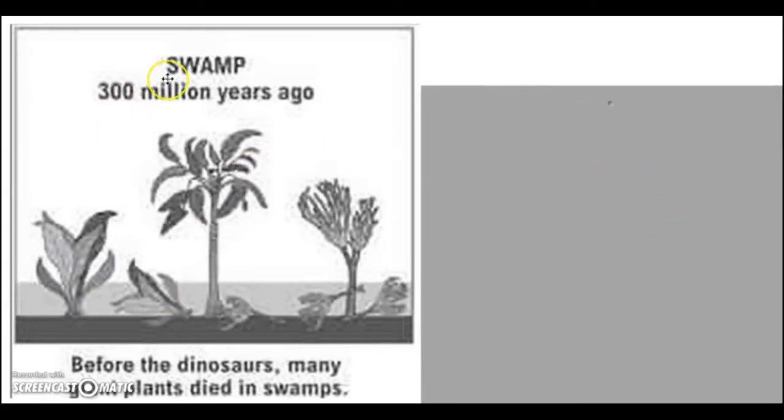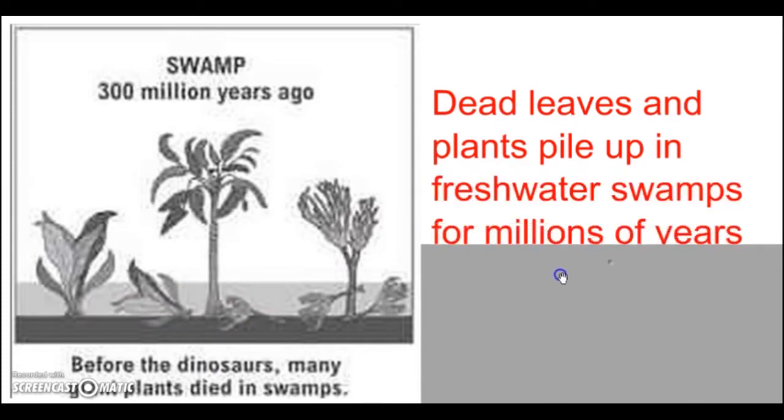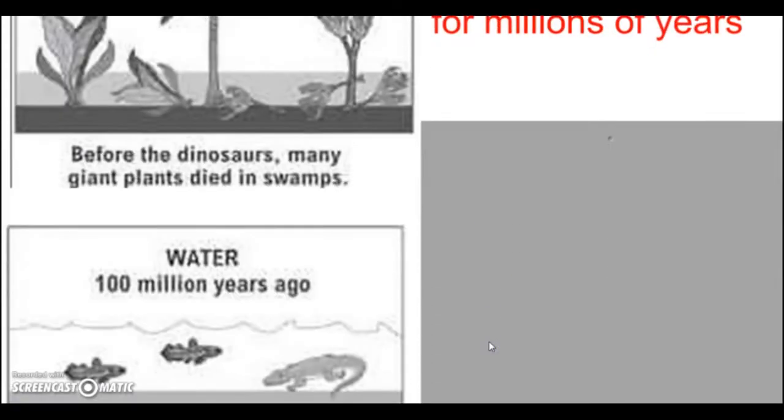So we start off in a swamp 300 million years ago. So this is before dinosaurs. There was a Carboniferous period where it's just lots of plants growing in, well, there must have been at least a few giant swamps, okay? And dead leaves and plants just pile up in the bottom of these swamps for millions of years. And because they're in these freshwater swamps, the leaves never decompose. They never have decomposers eat them up. So they just pile deeper and deeper, okay?